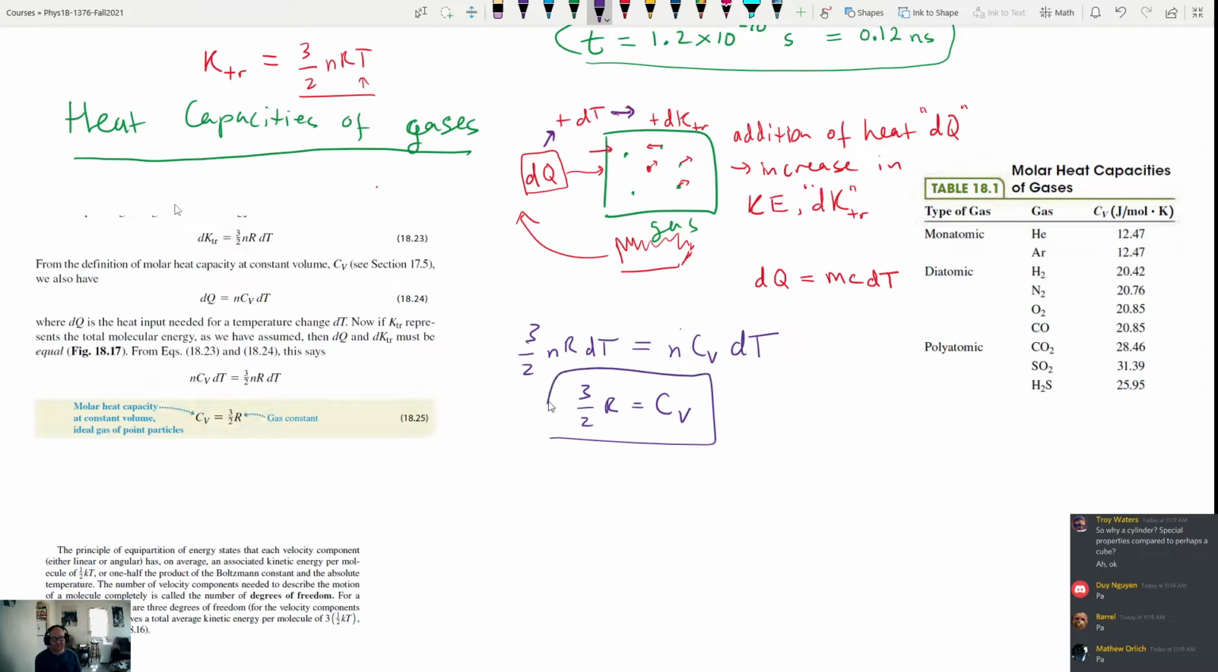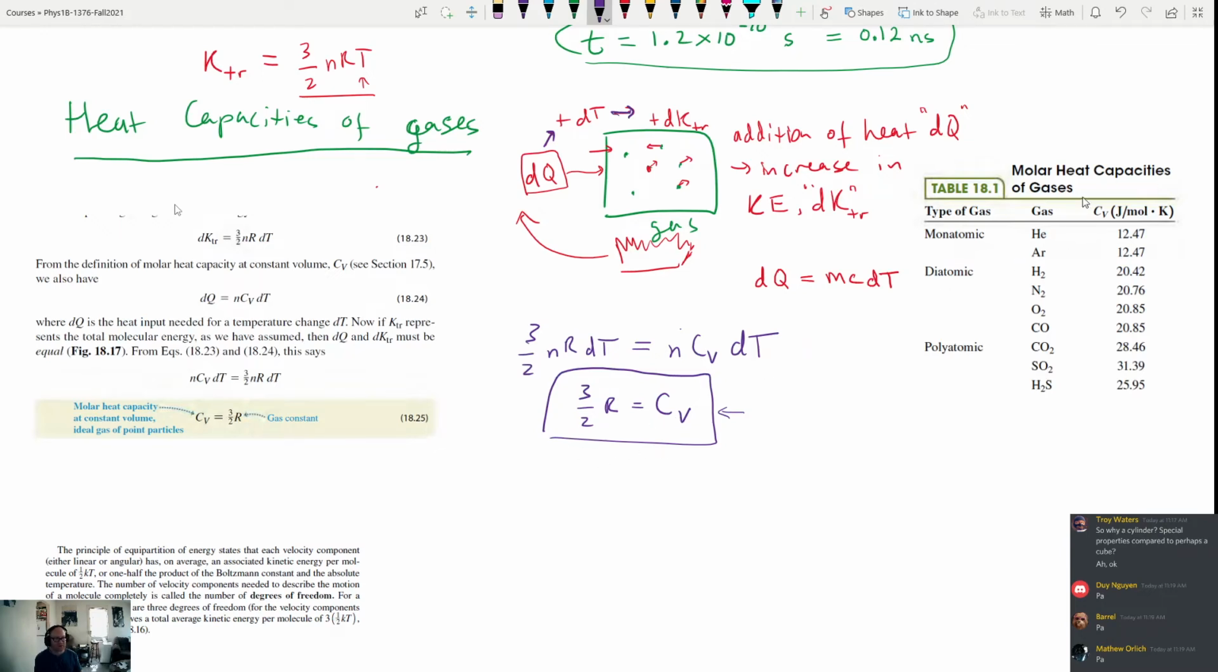And we get this relationship. This relationship says that the molar heat capacity at constant volume of an ideal gas of point particles is equal to 3 halves times R. This is a pretty remarkable result because it's so simple. It tells us that there's a direct connection between the R that shows up in the ideal gas law equation and specific heat. That's really what this says.